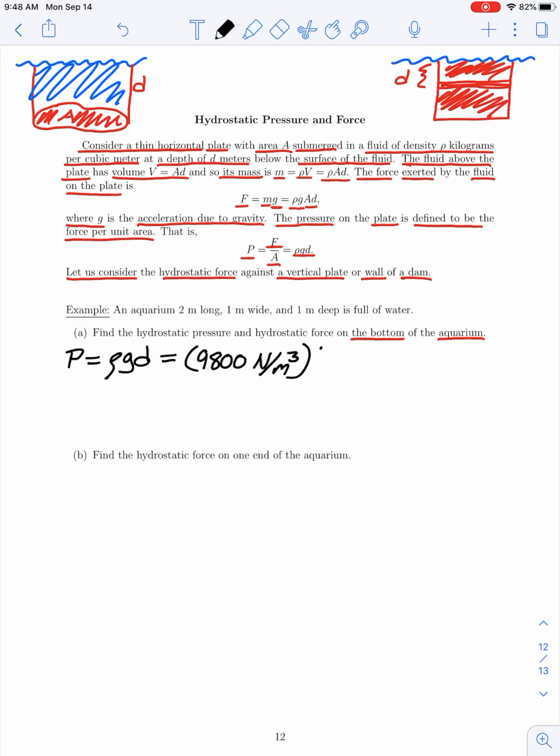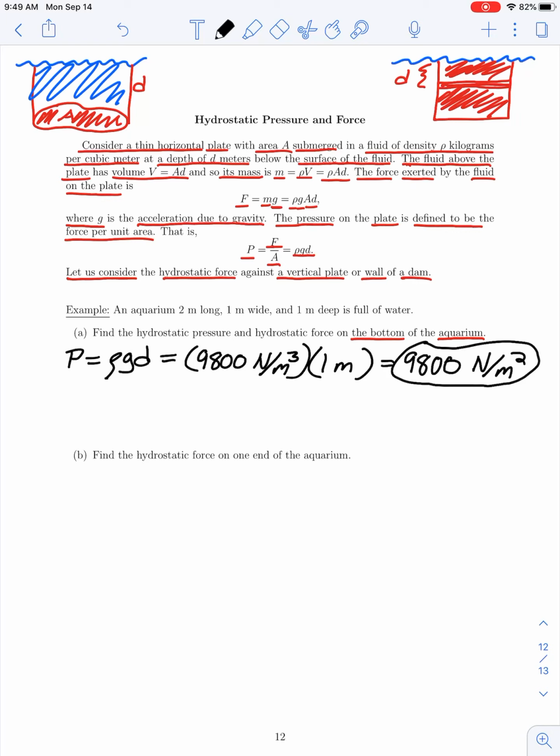And then we're multiplying by the depth at which our plate is submerged below the surface of the fluid. So if this is a 1 meter deep aquarium, which is full of water, the bottom of that aquarium is at a depth of 1 meter below the surface of the water. So we're left with 9,800 newtons per square meter for the hydrostatic pressure on the bottom of this tank or this aquarium.